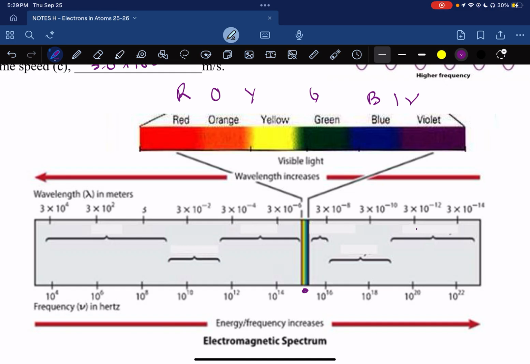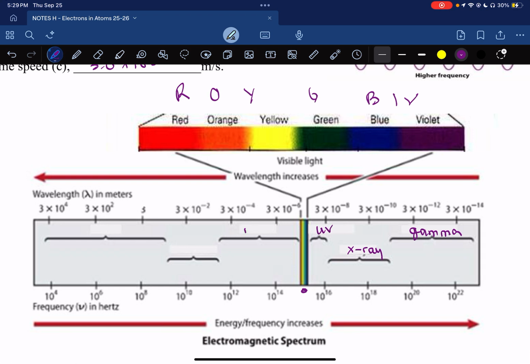We have gamma waves, X-rays, UV, then infrared, microwaves, and radio waves.